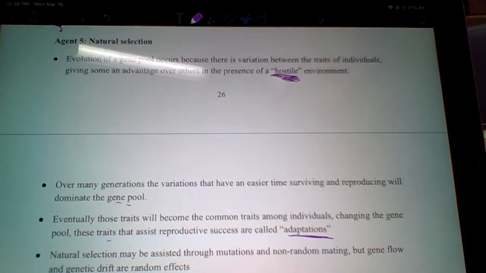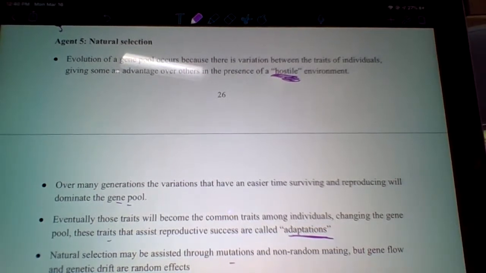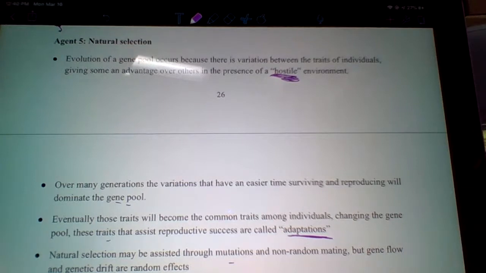Sometimes we could look at non-random mating, like artificial selection, as sort of making adaptations, but they don't necessarily increase survival. Natural selection may be assisted through mutations and non-random mating, but gene flow and genetic drift are purely random effects. And so mutations are also random, and so they don't actually contribute to this type of action. You might initially have a genetic drift and then natural selection takes over on, say, a founder effect, but that's a little bit different.